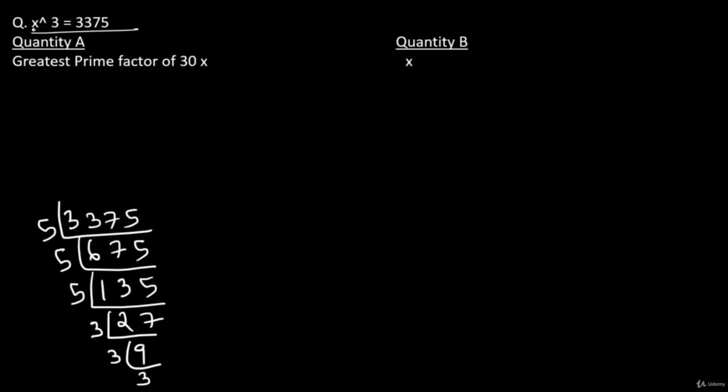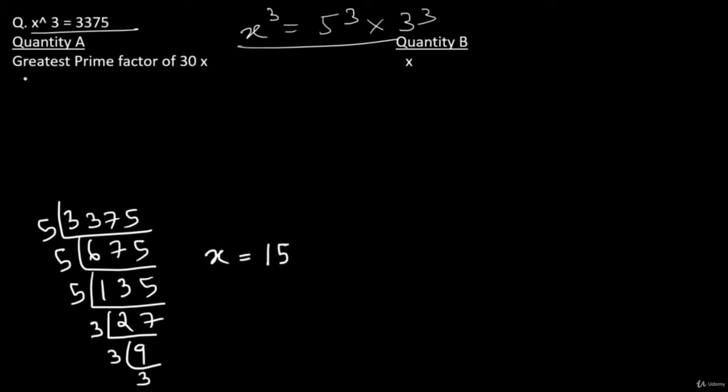Now over here it is mentioned that x cube is equal to 3375. So let me write that over here. X cube is equal to 5 cube into 3 cube, right? Now therefore I can find that x is nothing but 15. Alright, so we have found the value of x.